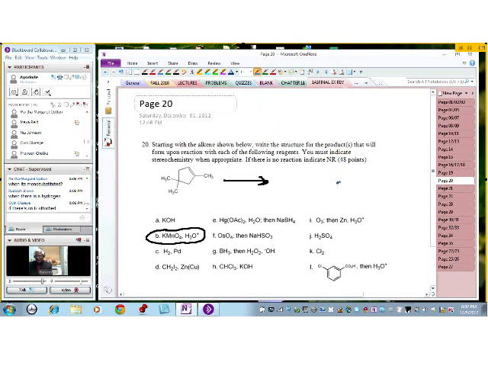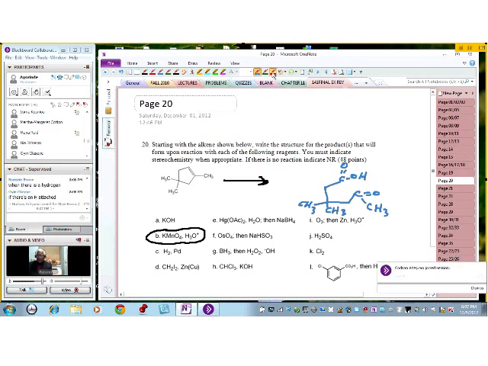So the product here will be, we have CH3 here, CH3 here, okay, and then we have this here. This carbon becomes a carboxyl group, and this carbon here becomes the carbonyl of a ketone. Okay, so if you can see this here, what have we done here?